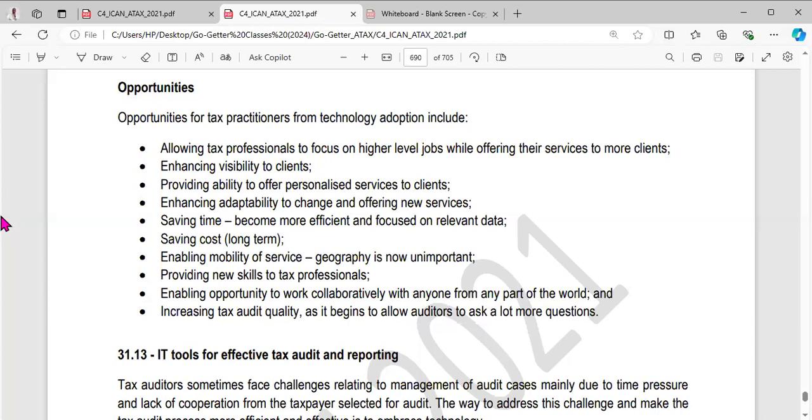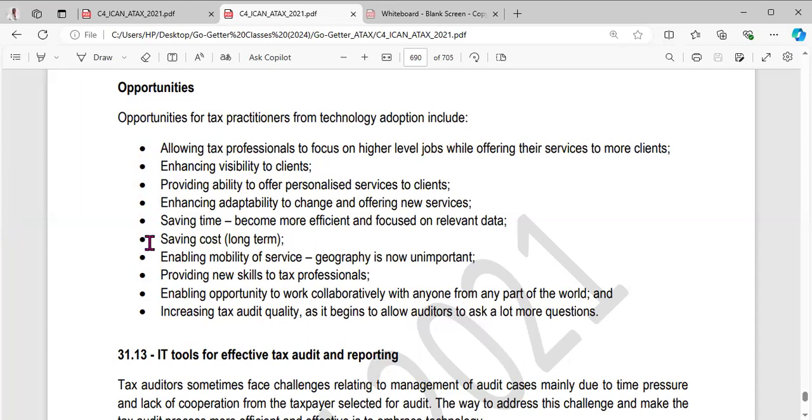Then we also have the opportunity to work collaboratively with anyone from any part of the world. For example, we could have someone from Canada coming to teach you here on this platform, and they don't need to come down to Nigeria. It could be collaborative work. And there is increased tax audit quality because this technology is making the auditors ask more questions, especially because they are taking 100% of your data instead of a few samples and using it to analyze. So they are able to ask more questions.